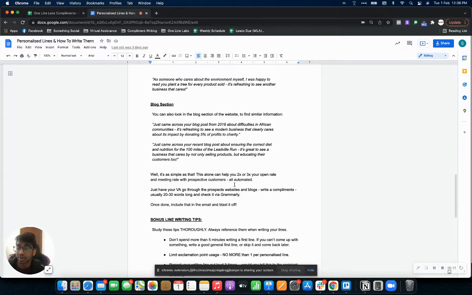Then again, we have another one: just came across a recent blog post about ensuring the correct diet and nutrition for the 100 miles of the lead run. It's great to see a business that cares by not only selling products but educating the customers too. Now, this was more of an educative post that they had on their website. So we commented upon that they don't just care about selling products but care about their customers too.